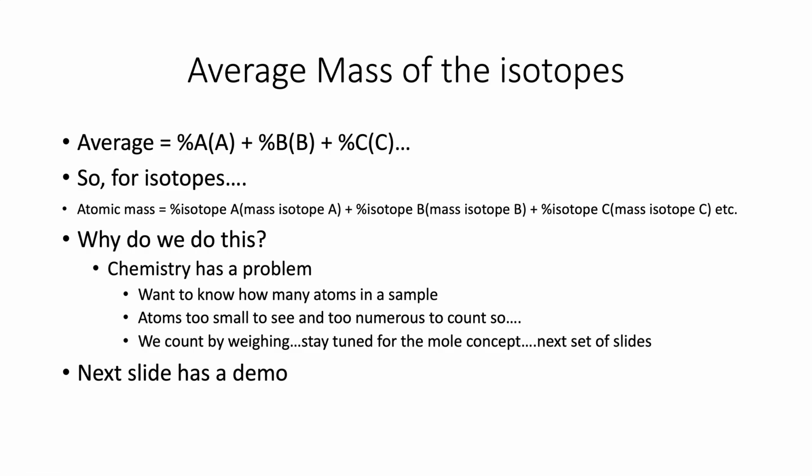But we can't count atoms because atoms are too small to see and too numerous to count. So what do we do? Well, think about when you were a little kid and maybe you went to a place like Chuck E. Cheese and you got all those tickets before they had barcodes. They would count by weighing, all right? That's something we're going to deal with later on when we get to the slides on the mole concept, which will be some material that's on exam 2.